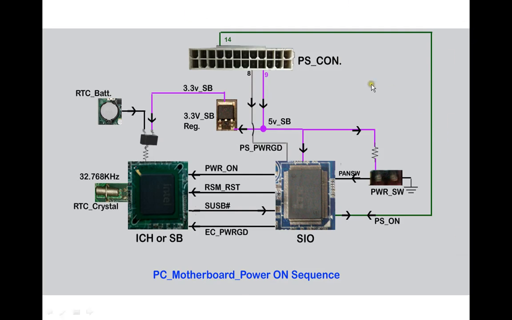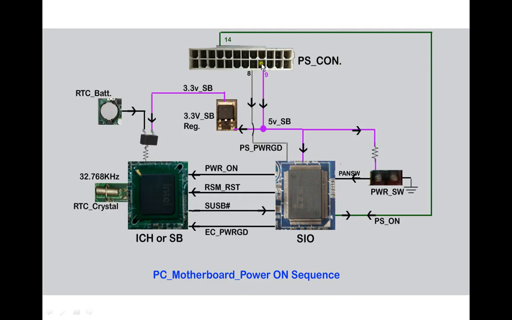The sections involved in this startup circuit are the power supply connector, SIO chip, front panel, 3.3 voltage regulator, RTC battery, and RTC circuitry, which is a part of the south bridge. The south bridge is also called ICH, input output controller hub. In i3, i5, i7 processor motherboards it is called PCH, and then there is the RTC crystal. These are the components or sections involved in this power on circuit.